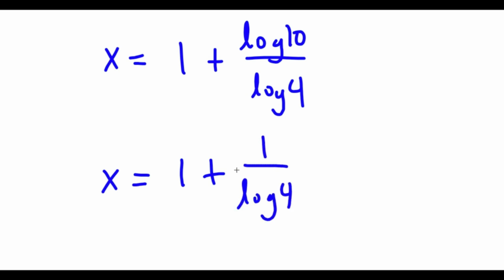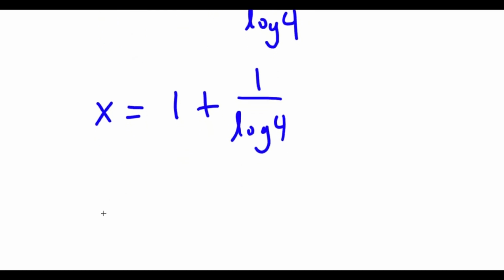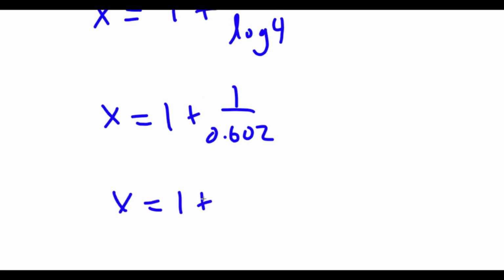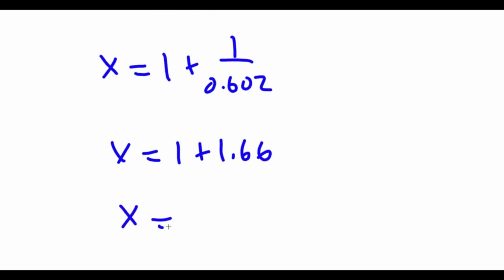And log 4 is equal to 0.602. So now I have x is equal to 1 plus 1 over 0.602, which is equal to 1 plus 1.66, meaning x is equal to 2.66.